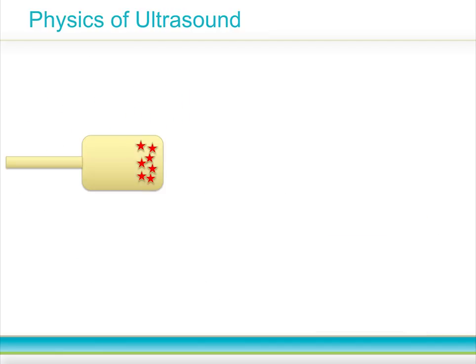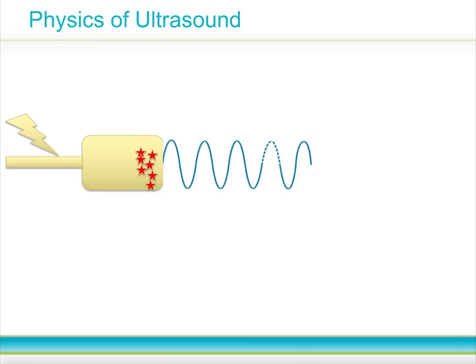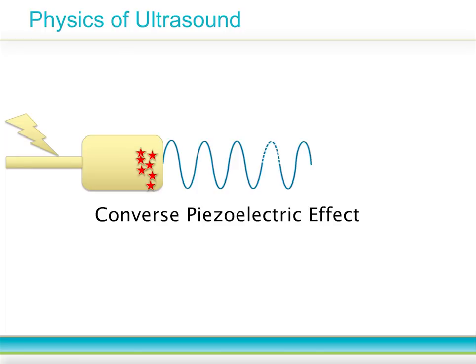Let's go through the steps that occur when we turn the ultrasound machine on and place the probe on a patient. Electricity is applied across the crystals in the transducer, causing them to vibrate and emit an ultrasound wave. This is called the converse piezoelectric effect. A layer of conductive gel helps facilitate penetration of the wave through the skin and into deep structures.